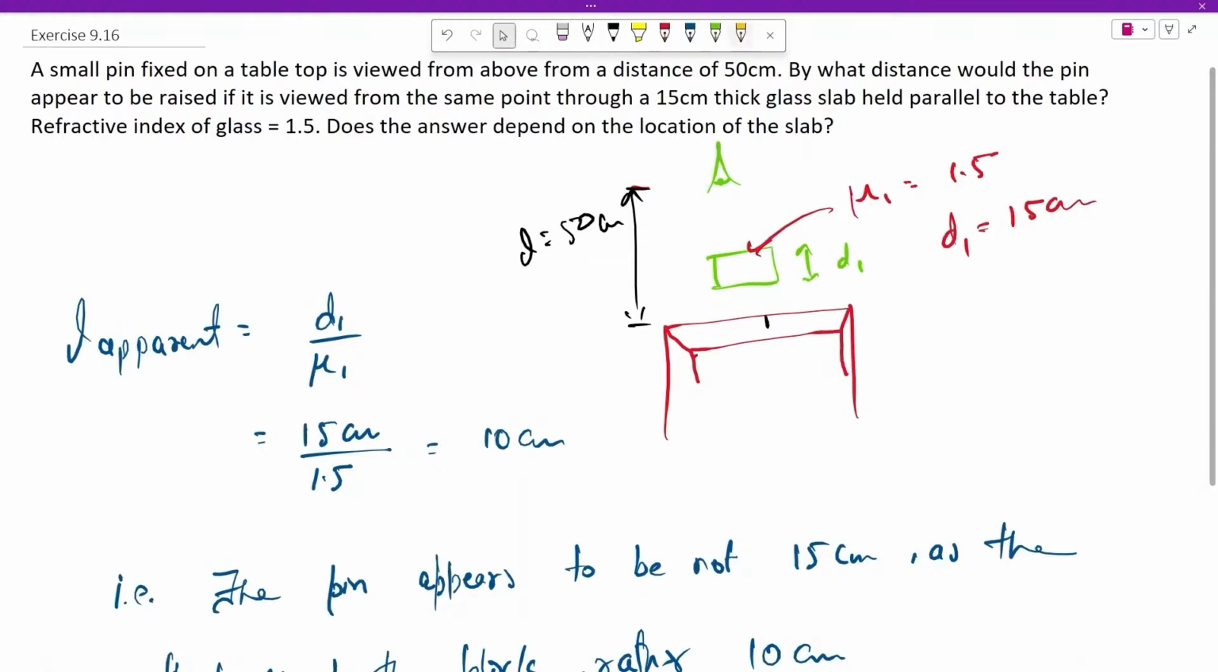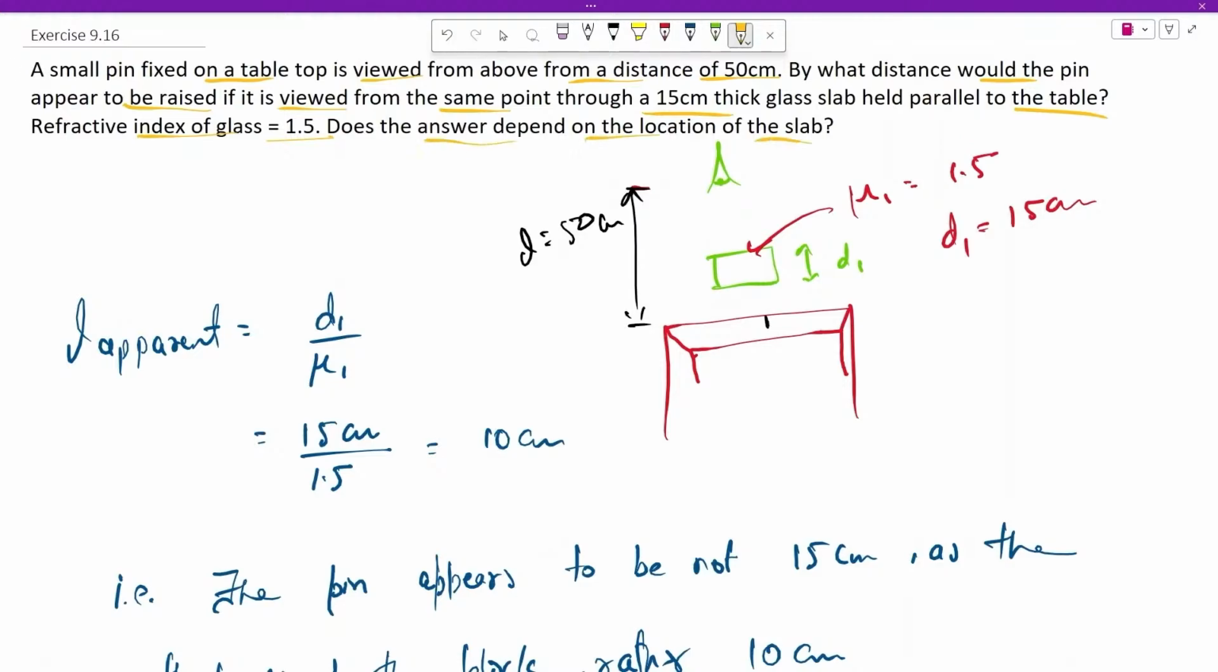Thank you. The question is saying that a small pin fixed on a tabletop is viewed from above from a distance of 50 centimeter. By what distance would the pin appear to be raised if it is viewed from the same point through a 15 centimeter thick glass slab held parallel to the table? Refractive index of glass is 1.5. And does this answer depend on the location of the slab?